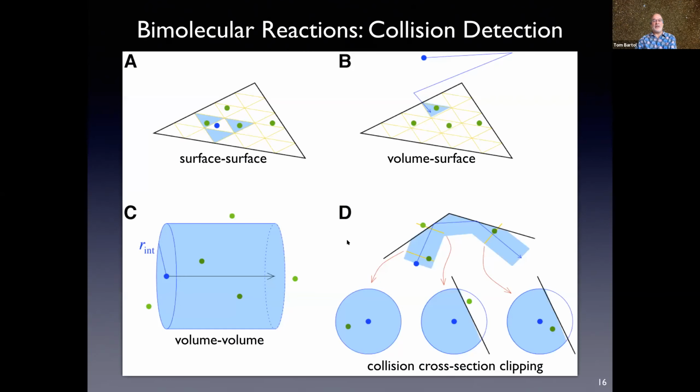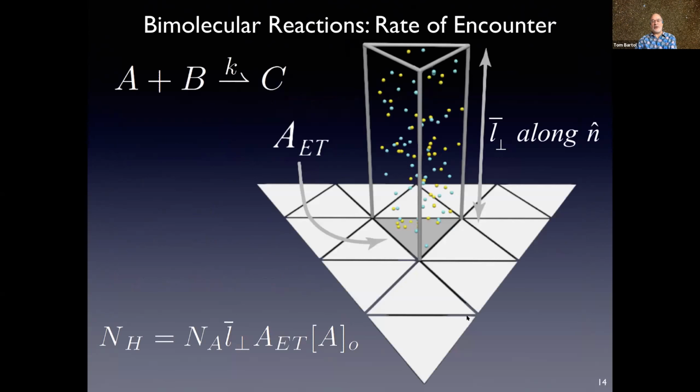Okay, so this diagram that I showed was for diffusion between volume molecules colliding with the surface molecule. How do we handle the other kinds of bimolecular reactions that are allowed in MCell? Namely, A and B can both be volume molecules, or A and B can both be surface molecules, in addition to this volume molecule interacting with surface molecule. How do we handle the other cases?